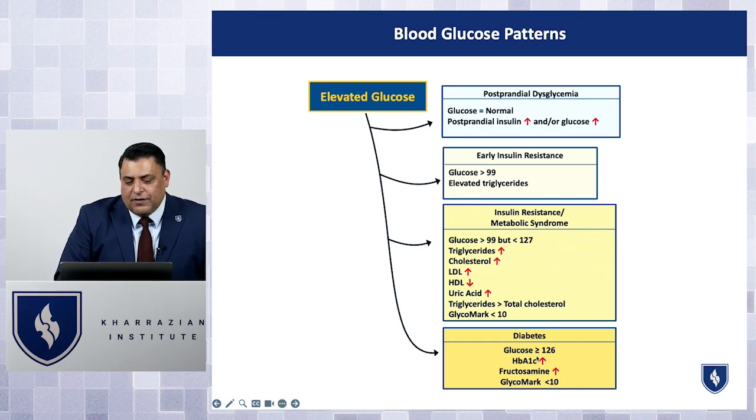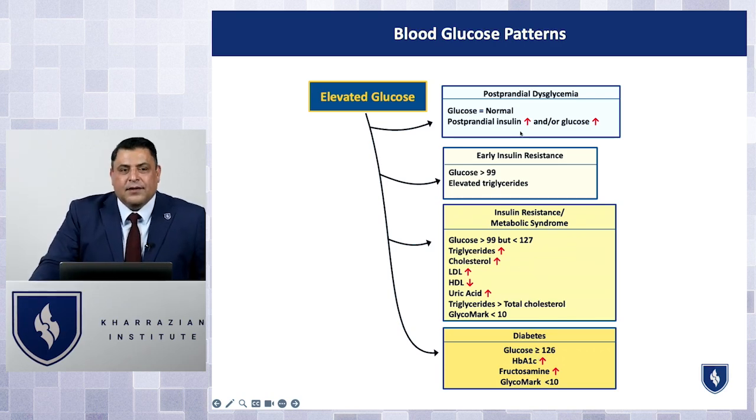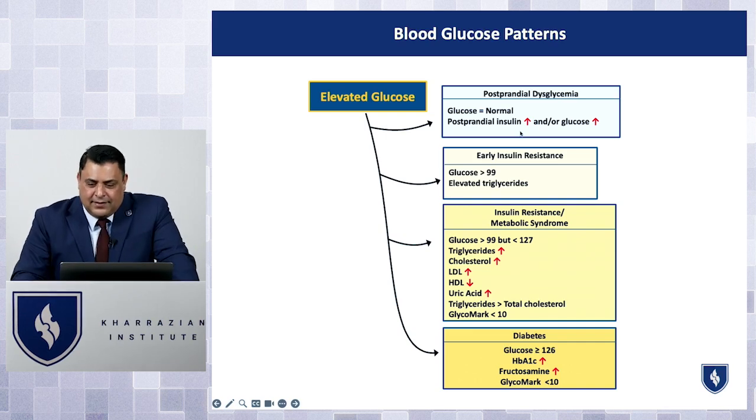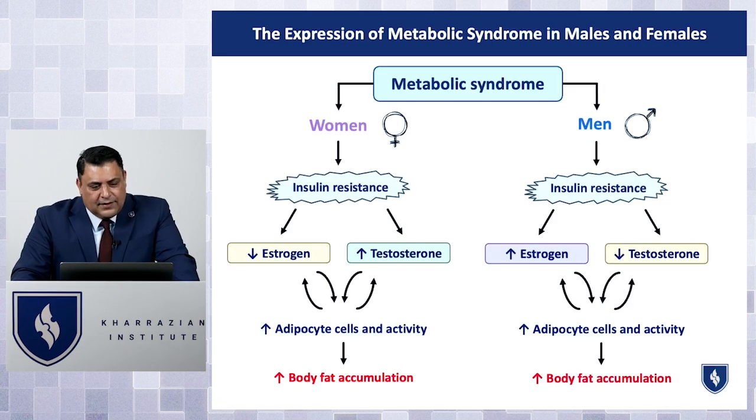The minute you see a male or female hormone imbalance that has blood glucose patterns, that's your goal. Don't go anywhere else. You're going to waste time. You really need to fix that. So here you see the expression of metabolic syndrome in males and females. With women, they get insulin resistance. Estrogen goes down, testosterone goes up, adipocyte cell activity is there, body fat accumulation, vicious cycle. With men, insulin resistance patterns, estrogen goes up, testosterone goes down, just the opposite. Adipose cell activity, body fat accumulation.